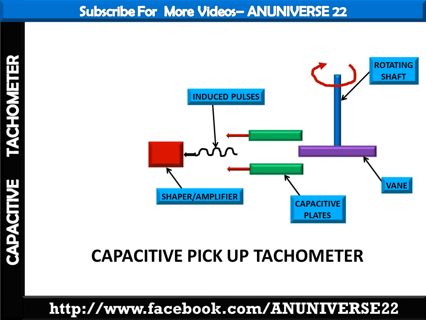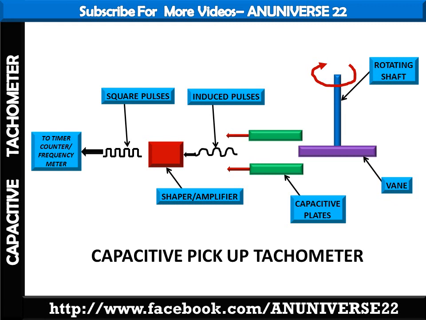and these pulses are amplified and squared and may then be fed to the frequency measuring unit or to a digital counter so as to provide a digital analog of the shaft rotation. So today we have learnt about the electrical tachometer, its types, and the working of the following tachometers.